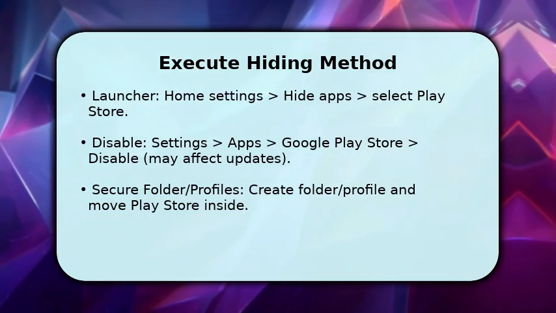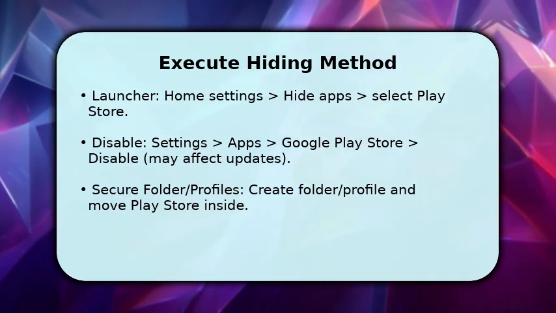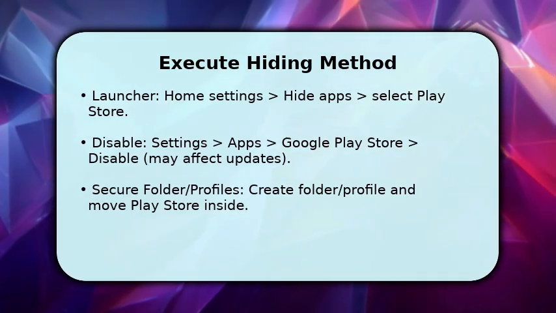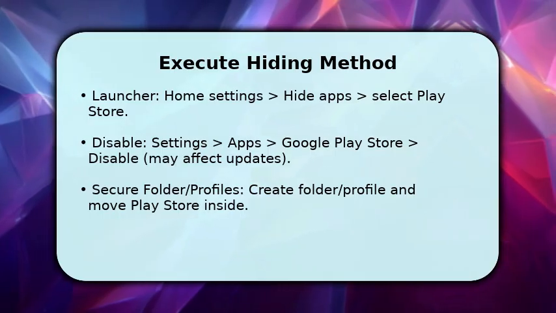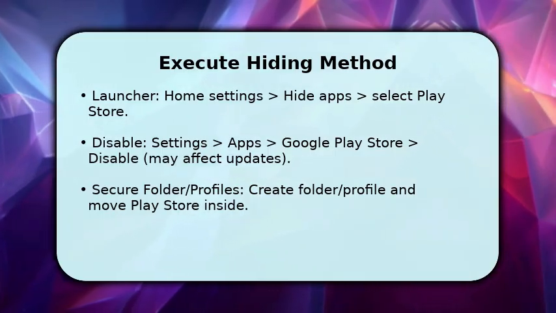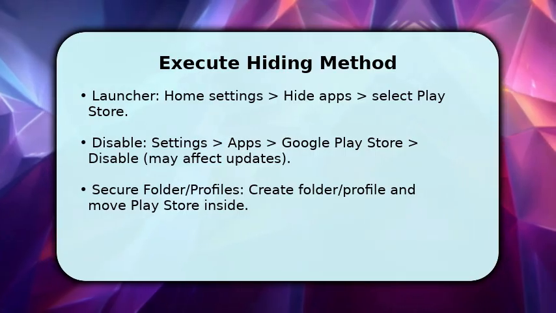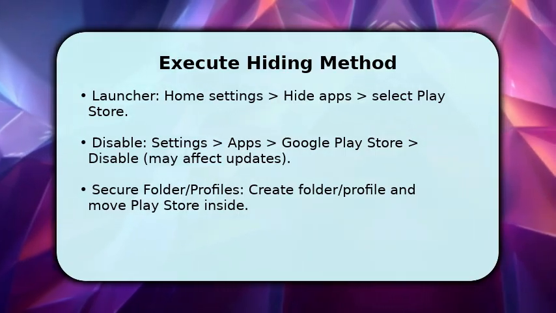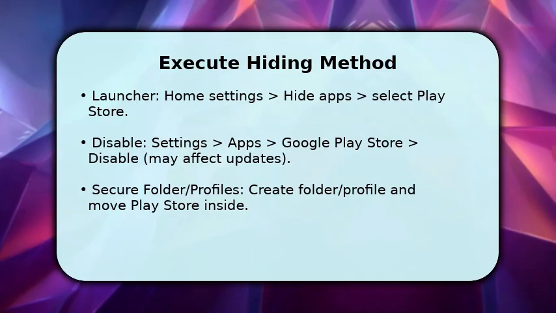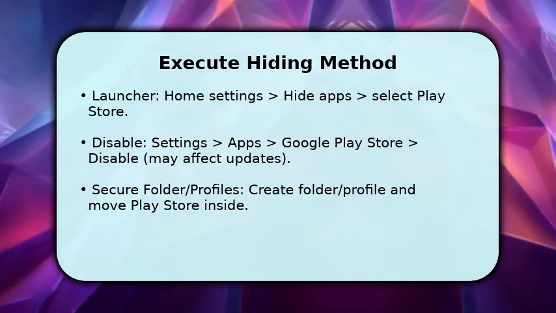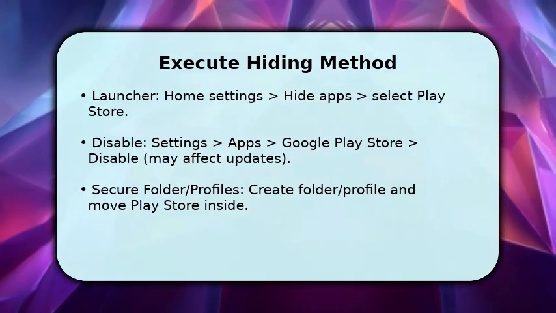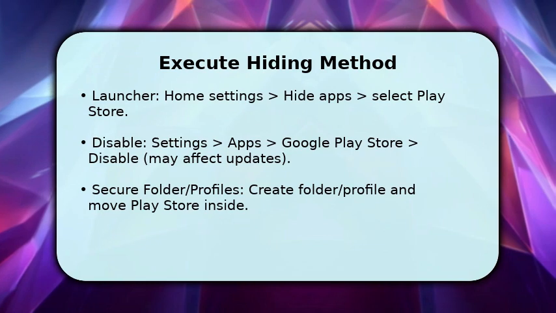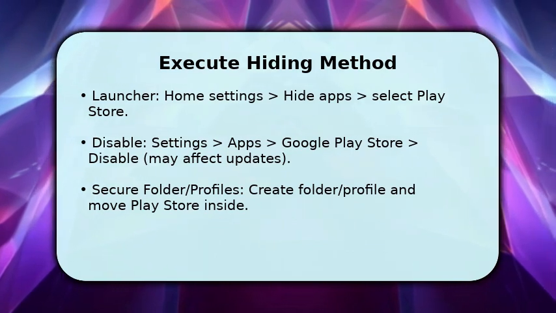If you prefer Disable, open Settings, Apps, find Google Play Store, and choose Disable. Remember, this stops automatic updates and some services until re-enabled. For secure folder or restricted profile, create the container or profile, move or restrict Play Store access there, and set a PIN. Each route hides visibility. Choose the one matching your privacy and functionality needs.